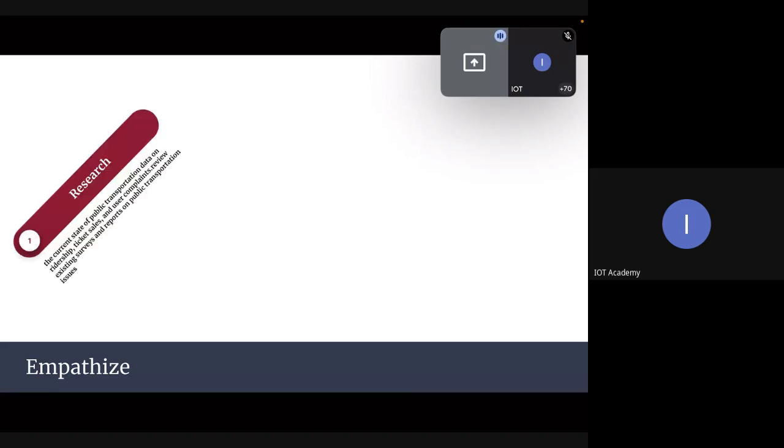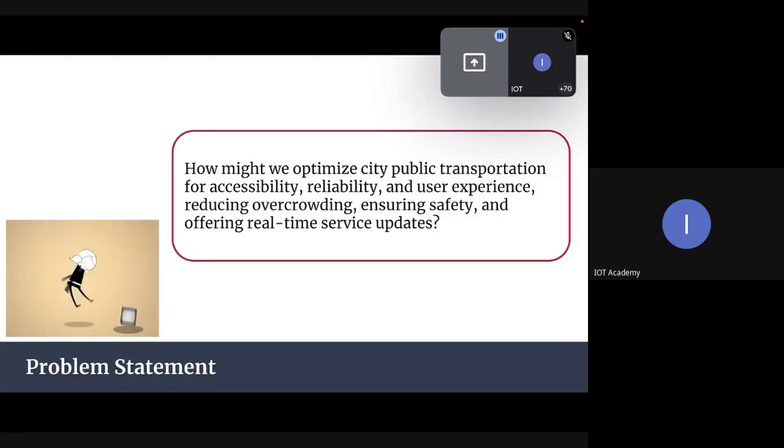So if we are talking of this statement, let's say where we want to make public transportation accessible. We want to make it more reliable for the people, so that they get the transport whenever they want. We want that they should not experience overcrowding. We want that there should be safety. If this is the problem statement, then in the first step, we will research. Now, from where will we research?